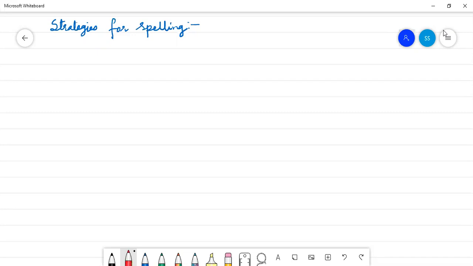Now, as I said, diacritic. Diacritic is nothing but your accent. Okay, so diacritic is nothing but your accent, which helps the child to pronounce or write the correct spelling. So it helps the child to write the correct spelling.